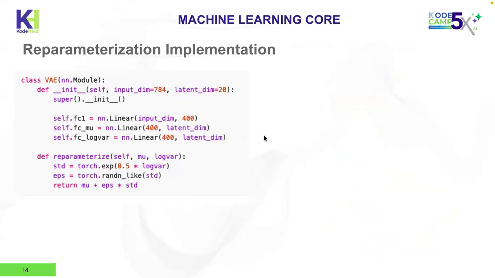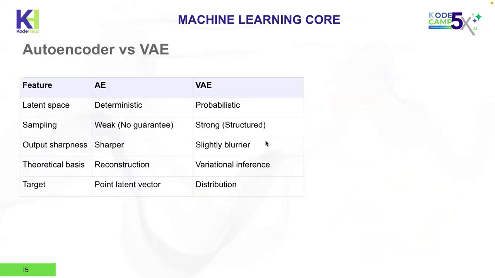Let's move on. So all of this math eventually ends up, we'll see the end result. This is comparing an autoencoder versus a variational autoencoder. It's basically what we've been saying. Latent space in an autoencoder is deterministic. In a variational autoencoder it is probabilistic, because you're not training on a single sample, you're taking random samples around the mean. Sampling is weak here. Here, sampling is strong.